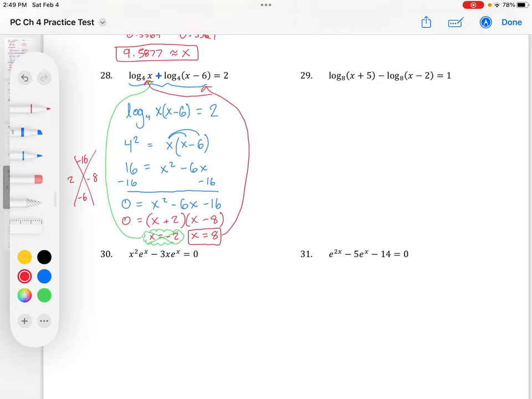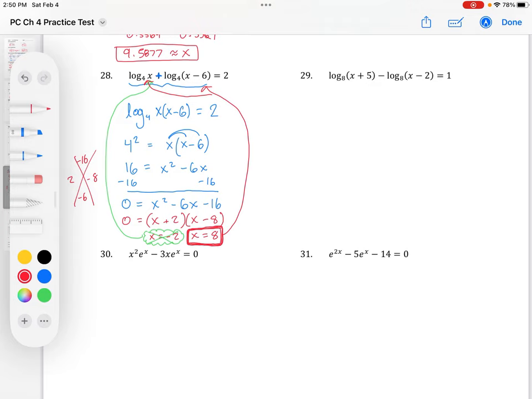So the only one that does is 8, because if you go back and plug 8 into either part in that original equation, you can take the log base 4 of 8. You can take the log base 4 of 8 minus 6 because that's just the log base 4 of 2. So x equals 8 is the only solution that doesn't cause you to take a log of a negative number. So we don't use that -2 solution. You need to remember to only use the solution that works in the original equation.